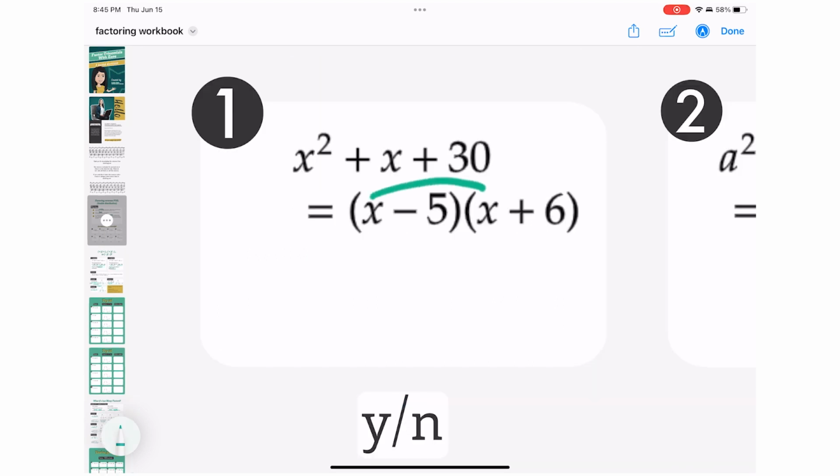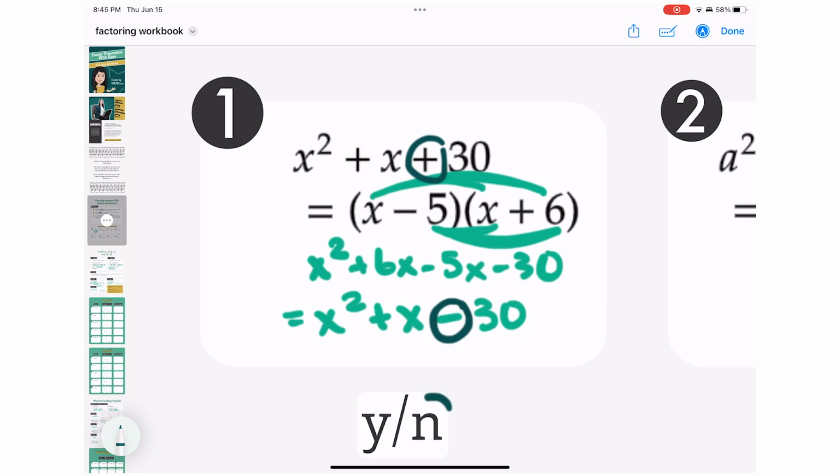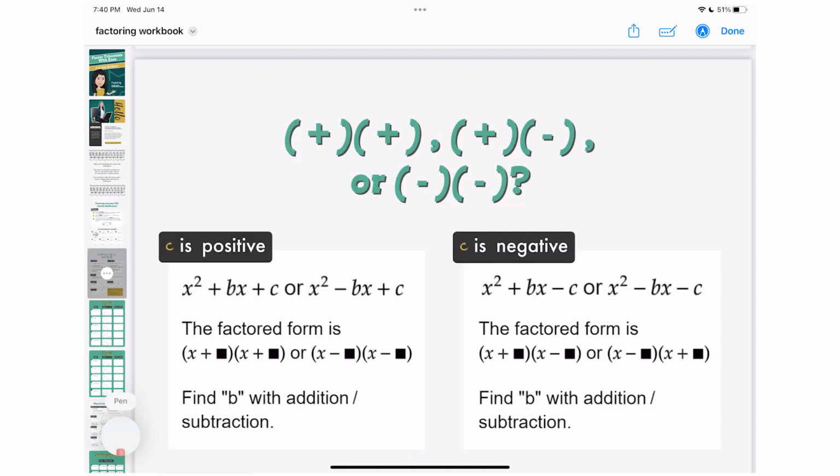So I want to see if this trinomial is factored correctly. I'm going to FOIL x minus 5 and x plus 6 back out. You can see that my trinomial here does not match the trinomial that we started with, so that means that this is not done correctly. We can figure out the signs in the binomials pretty easily. We just have to look at our c value.